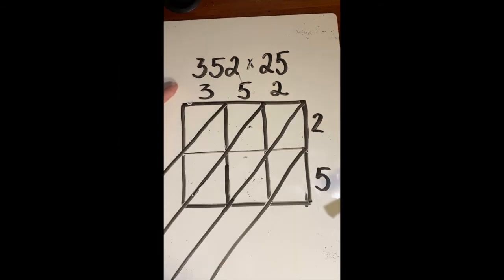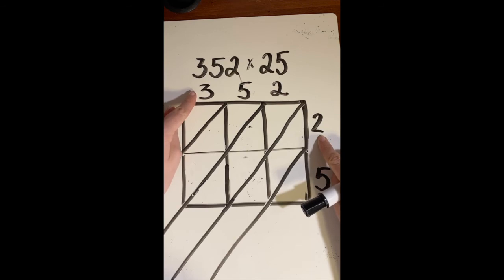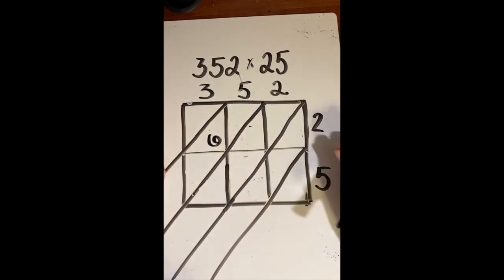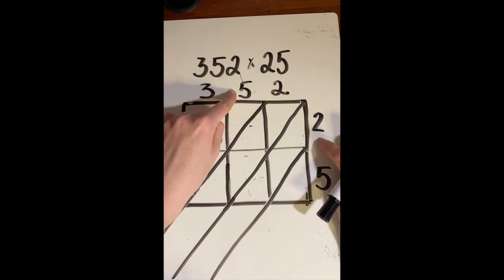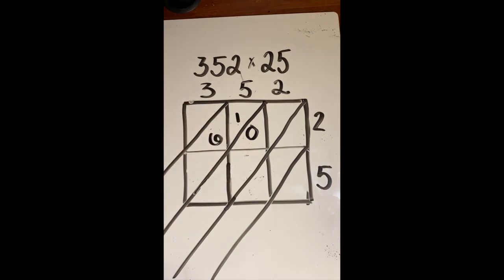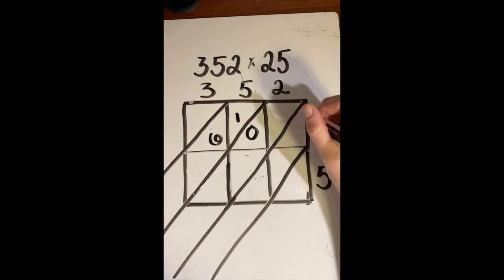First thing I'm going to do is multiply the 3 from my 352 and my 2 from my 25. So 3 times 2 is 6. Next thing is 5 times 2. That will give me 10. Remember, writing it in their place values. 2 times 2 is 4.